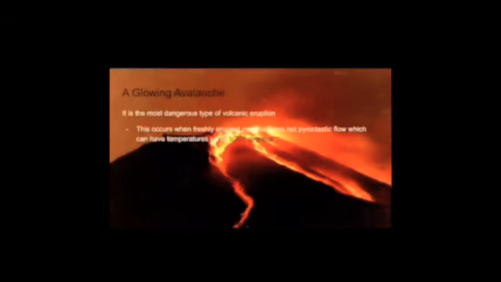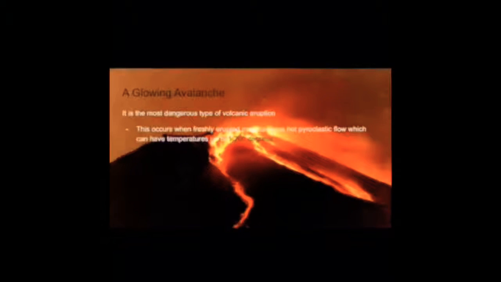The main focus of the video today is called a glowing avalanche. Now, this occurs when freshly erupted magma forms hot pyroclastic flow, which can have temperatures up to 1,200 degrees. Now, that is something that would just take your foot right off. And what's even scarier is it can have top speeds of up to several hundred kilometers per hour, and can even reach up to 40 kilometers in diameter.